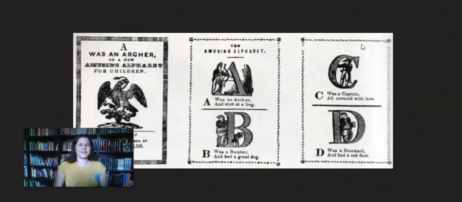A Was an Archer is a famous alphabet for children. This might not even be the first edition of it. I think you have copies of this in your text, some pictures from A Was an Archer. But this is a great example of how content for children has changed.